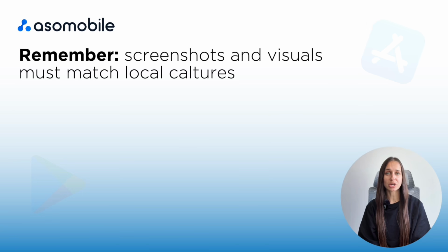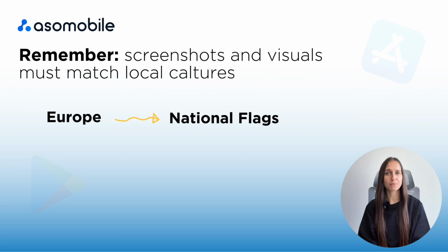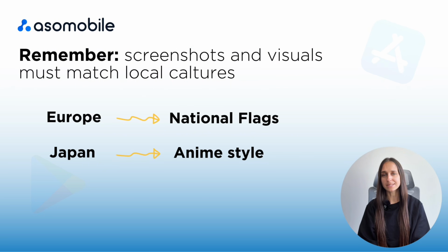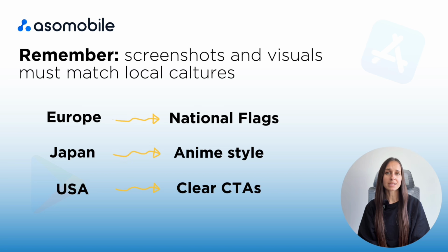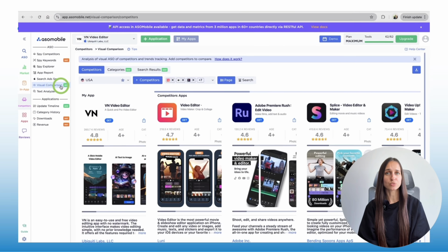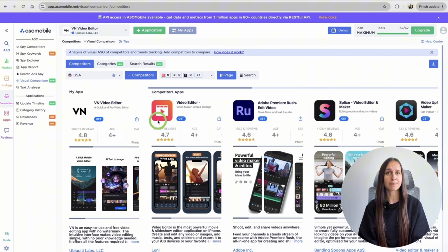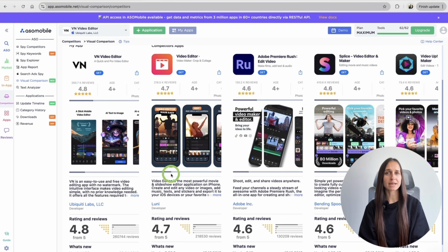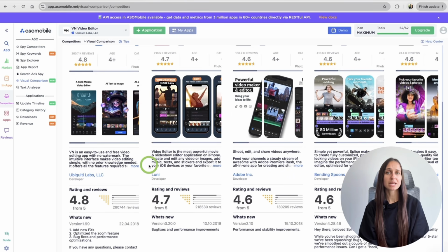Remember, your screenshots and visuals must also match local cultures. For example, Europe: national flags, Japan: anime style or minimalist designs, USA: bold text and clear CTAs, Middle East: modest, culture-appropriate visuals. A useful tool here is visual comparison. It makes it easy to see competitors' icons and screenshots across different countries, as well as overall category performance. You can quickly understand how top apps present themselves visually and identify trends.